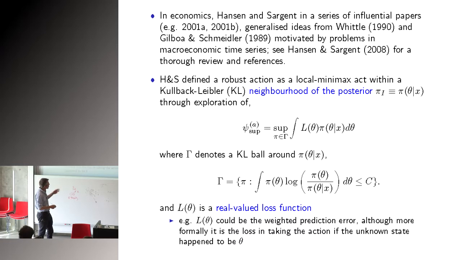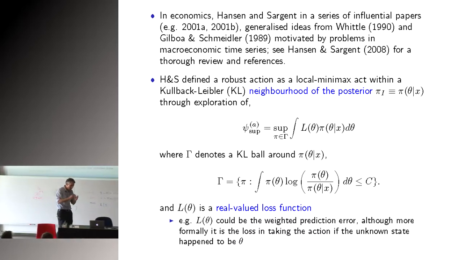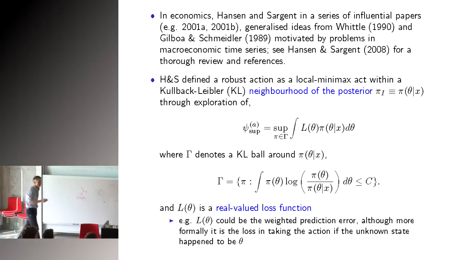And what you worry about is that you've got a very particular predictive model for the world, and there might be some local model, some other distribution function that's similar, which has a much worse outcome. And by similar, I'm just going to define the Kullback-Leibler divergence.